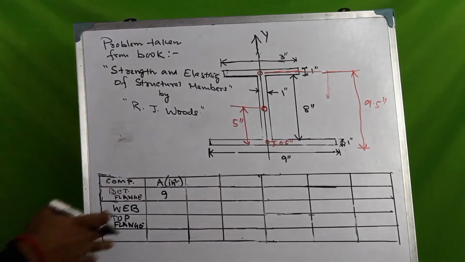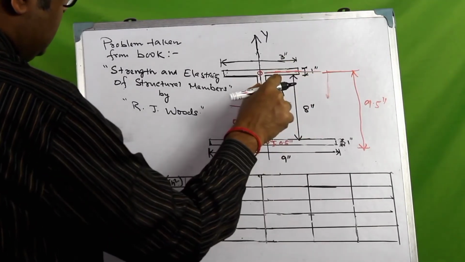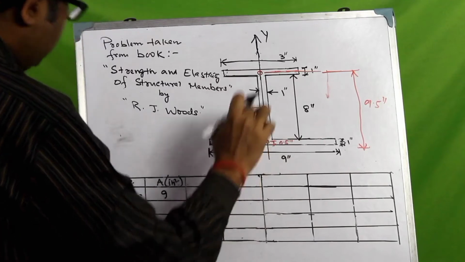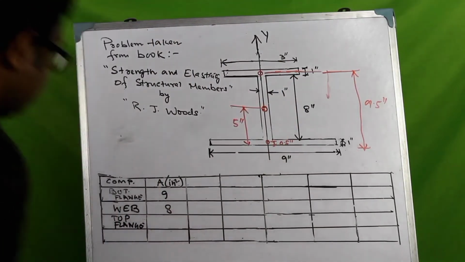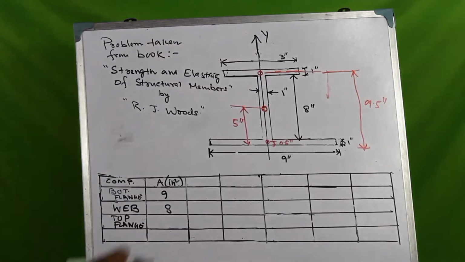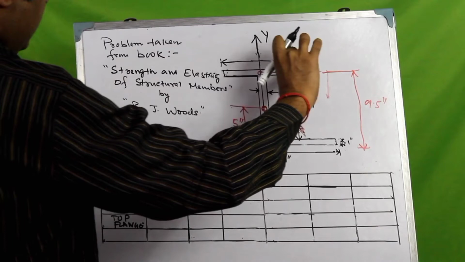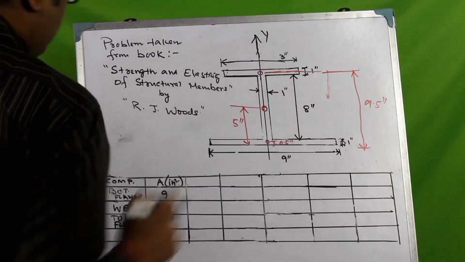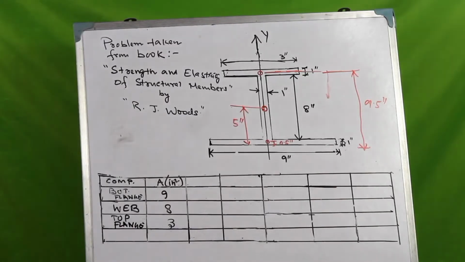What would be the area of the web? Well, 8 inches in depth and 1 inch in thickness. This is again a rectangular section. So 8 into 1 would give 8 square inches. And what is the area of the top flange? Well, 3 inches wide, 1 inch in thickness. So 3 into 1, 3 square inches would be the area of the top flange.